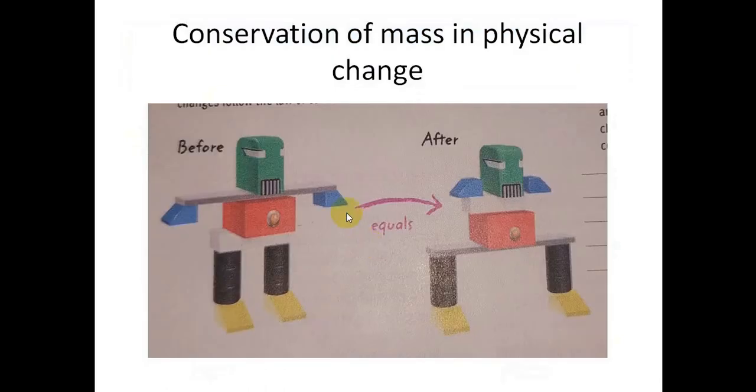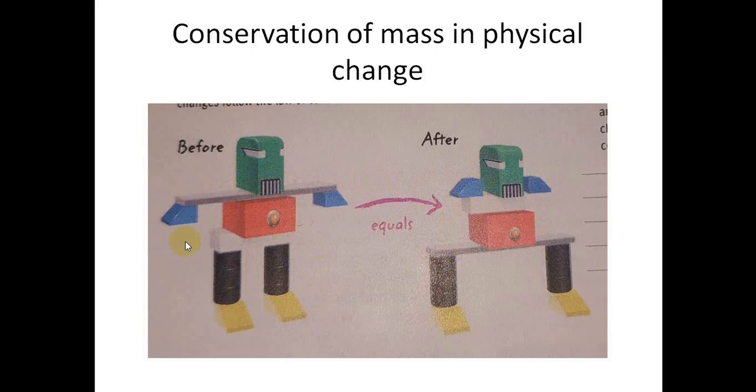Let's see also another example. Conservation of mass in physical change. Here, this is the robot. We have the pieces here. And after rearranging the pieces, look here, we took this gray piece and put it down here. We changed it a little bit in the shape of the robot, but keeping the same pieces inside here.